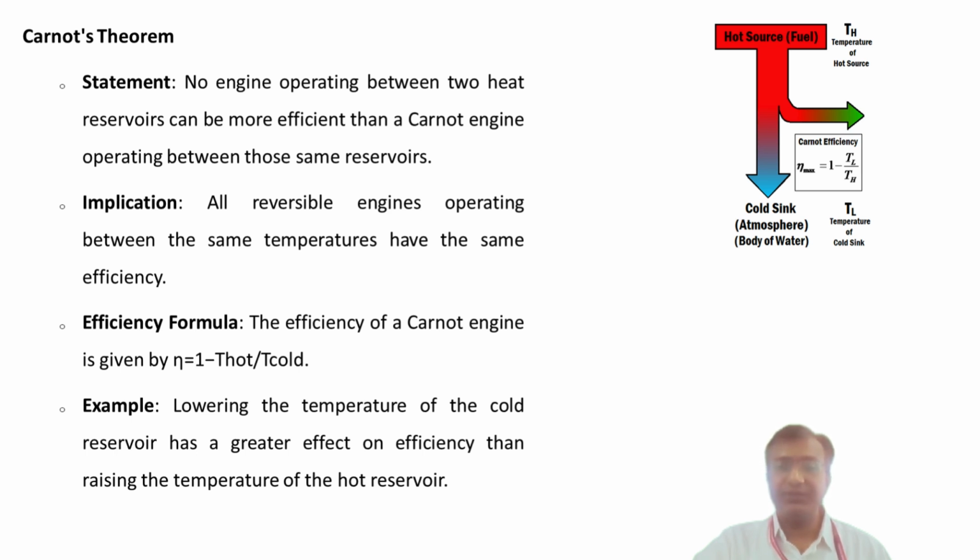This is because the efficiency formula is given by 1 minus T cold, that is the cold reservoir temperature, divided by Th, that is the hot reservoir temperature. And the term Tc divided by Th is more sensitive to the change in Tc when Tc is smaller as compared to Th. So in practical terms, to maximize efficiency, it's more beneficial to minimize the temperature of the cold reservoir than to maximize the temperature of the hot reservoir.